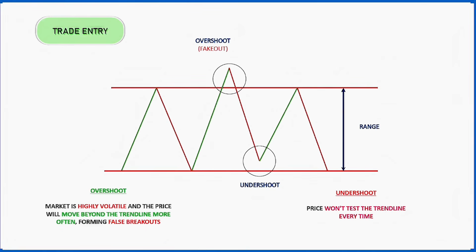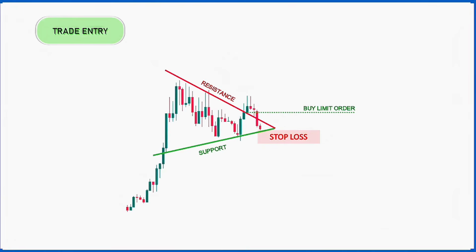In a bull pennant, our biggest concern is overshooting because the price is moving inside such a tight range. So what happens if you buy the moment the trend line breaks, or you place a buy limit order just above the swing high?